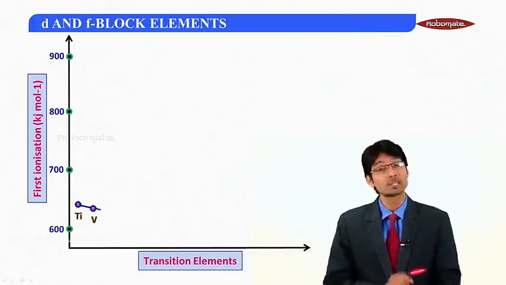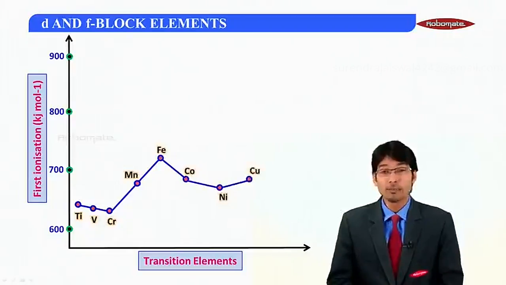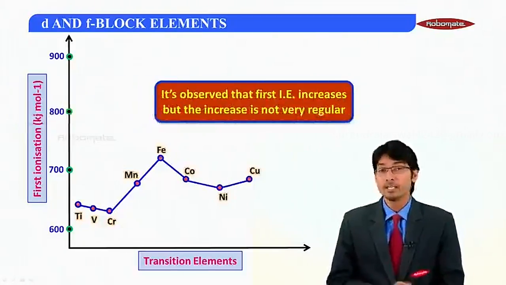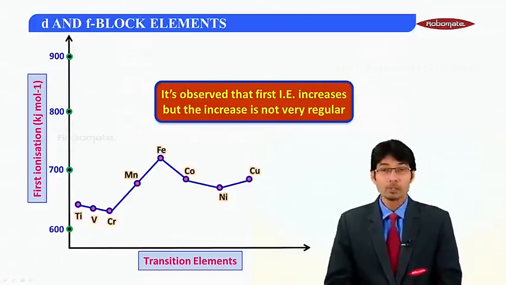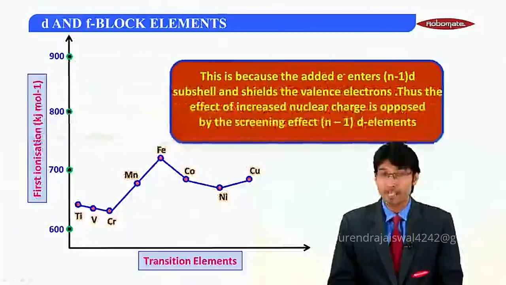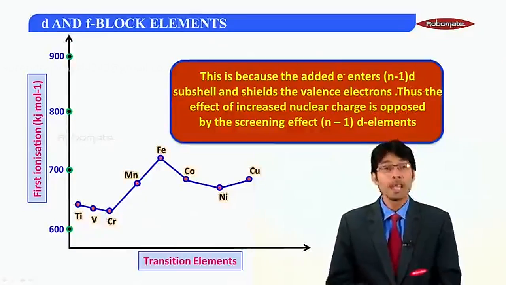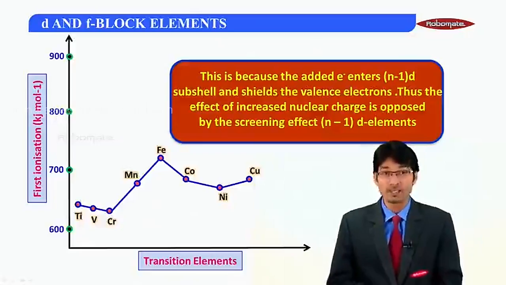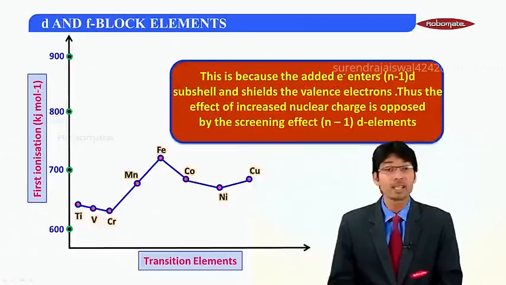Let us compare the first transition series, that is the 3d transition series. If you check from titanium to copper, you will find the ionization enthalpy increases first and reaches a maximum value, and again this increase is not very regular. This irregularity is supported by the fact that added electrons enter the penultimate shell, that is the n-1 d subshell, and it shields the valence electron. Thus, the effect of increased nuclear charge is opposed by the screening effect of the penultimate n-1 d shell.